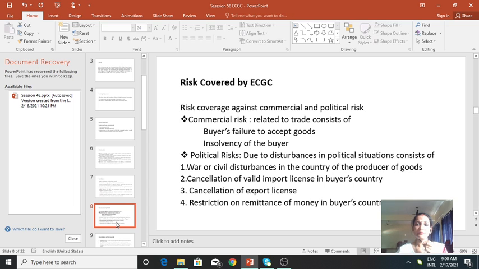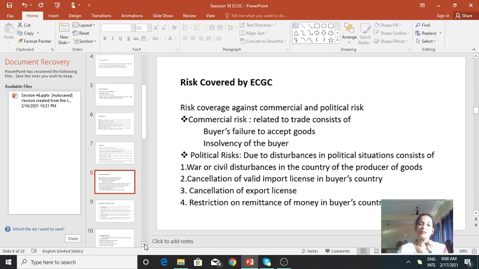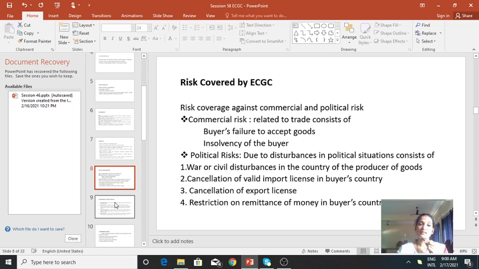Commercial, if it is in relation to trade aspects: buyer's failure to accept the goods, insolvency of the buyer. What is political risk? It is due to the disturbances in political situation. Maybe there might have been a war, civil disturbances, cancellation of valid import license in buyer's country, or the cancellation of export license, or there can be restriction for the transfer of fund in buyer's country.